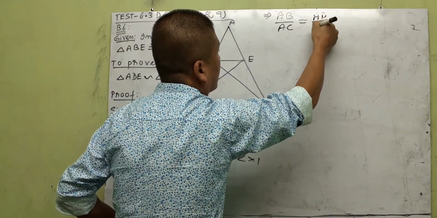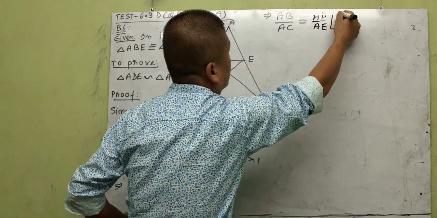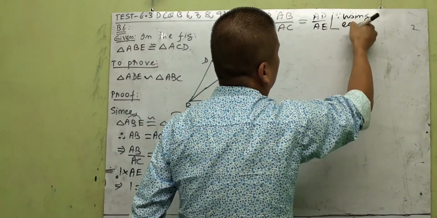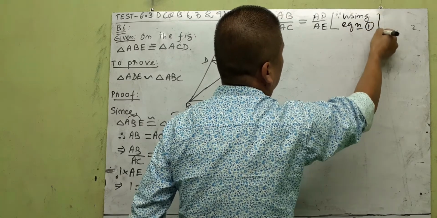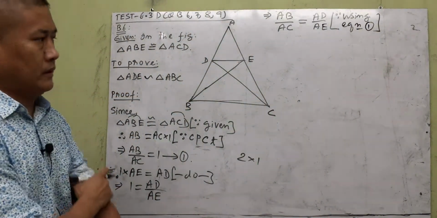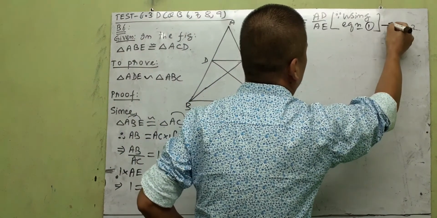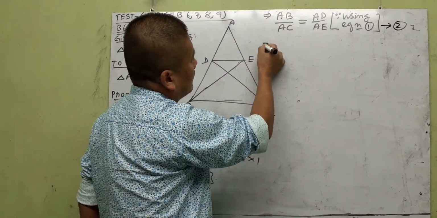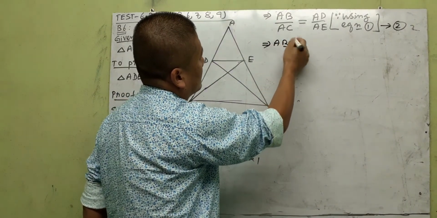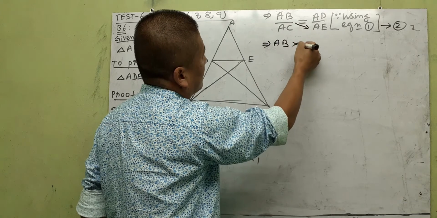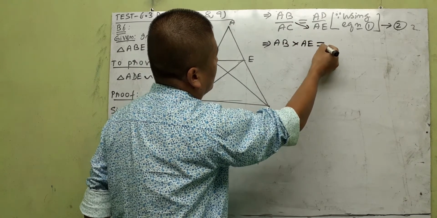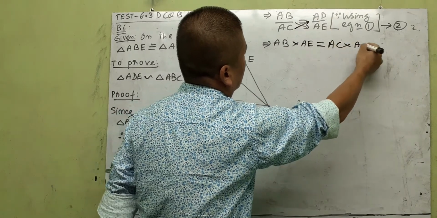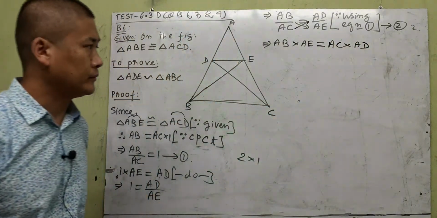And you can write here, using equation number 1. So you can keep this one as equation number 2. Then let us do it like this, just to make it simpler for us. Cross multiply up and down, then after that equal, then up and down or down and up, AC into AD, like that we can write.